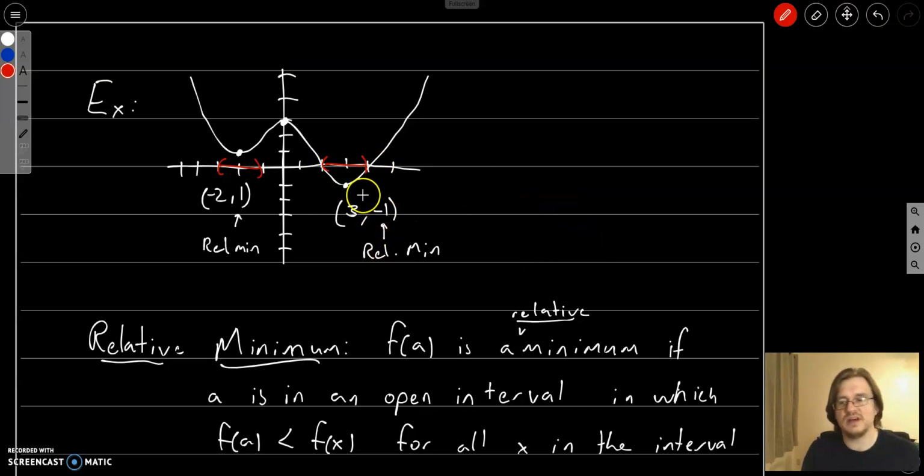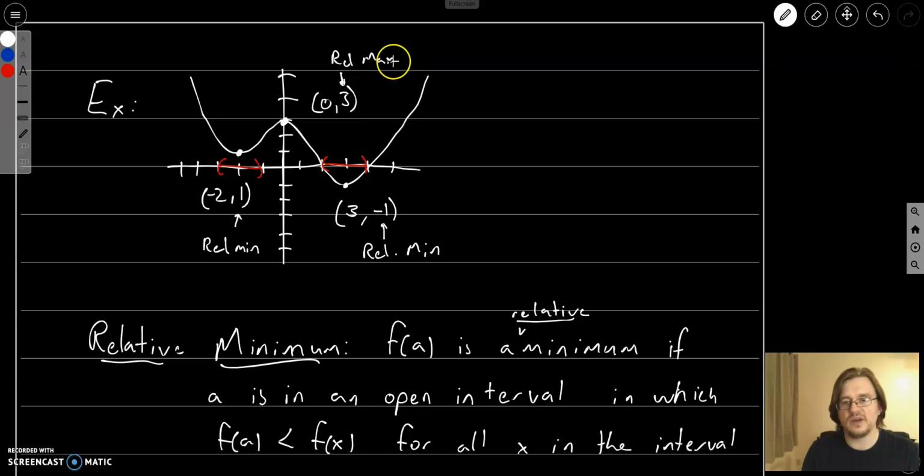The maximum, in the other sense, is going to be up here where the x value is 0 and the y value is 3. So this is going to be the relative maximum.